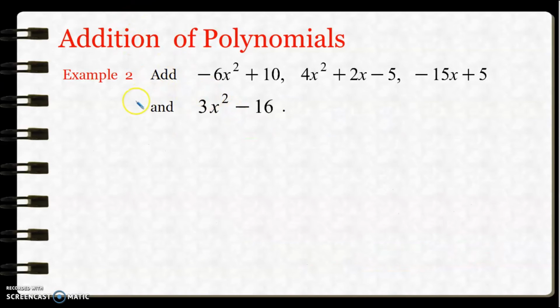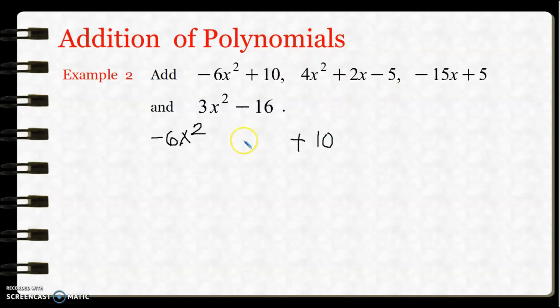The next given is add negative 6x squared plus 10, 4x squared plus 2x minus 5, negative 15x plus 5, and 3x squared minus 16. So, kita nyo dyan, apat na polynomials ang i-add natin. Dito papasok yung vertical format talaga, yung advantage of using the vertical format. So, we first check what's the highest exponent of the terms in the given polynomials. It's 2, no? So, we're going to have negative 6x squared first. And then it should be followed by a term with 1 as the exponent of x. So, wala siya nun. We skip a space for that. And then we proceed to writing 10.